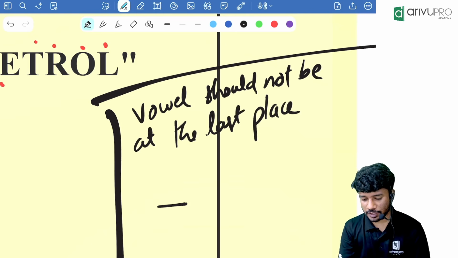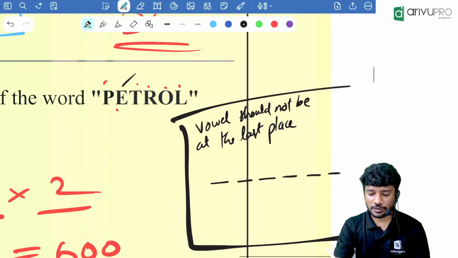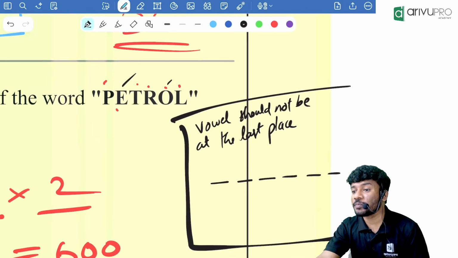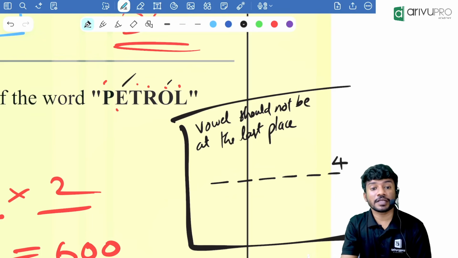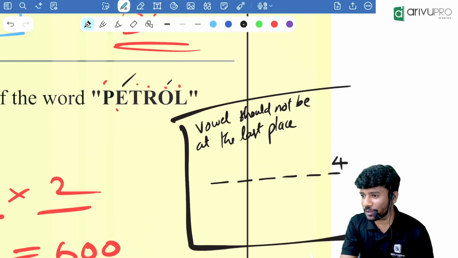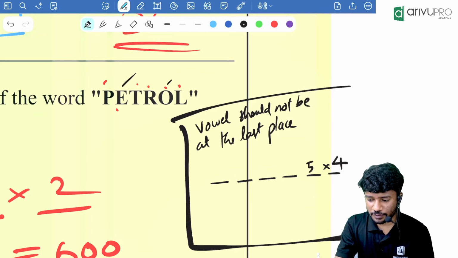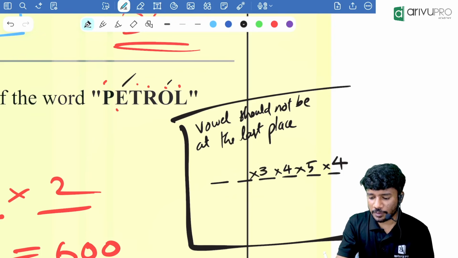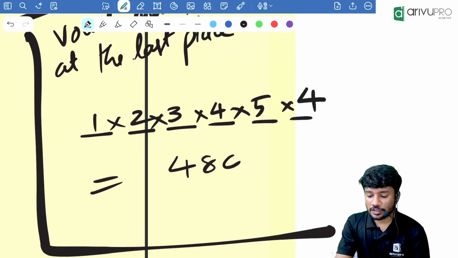So petrol has how many letters? 1, 2, 3, 4, 5, 6. How many vowels are there in petrol? 2 vowels. So how many people can sit in the last place? Any of the remaining 4 people can sit in the last place. So the last person will be 4 into. 1 person already sat. That means how many are remaining? 5. 2 people already sat. 4 are remaining. 3 people already sat. 3 are remaining. 4 people already sat. How many are remaining? 2 are remaining. Then 1 is remaining. How much is the answer? 480.